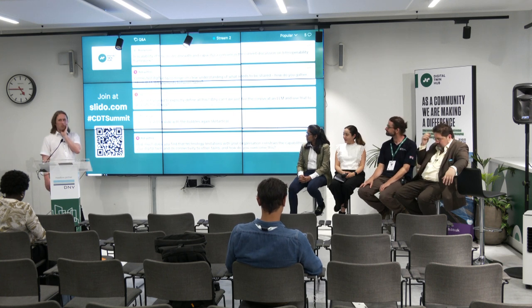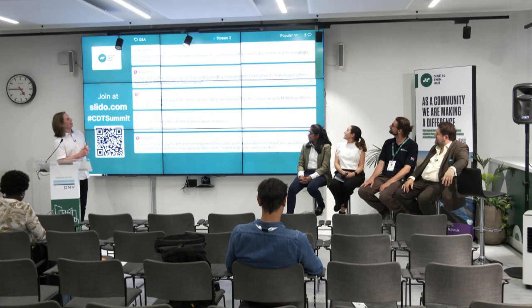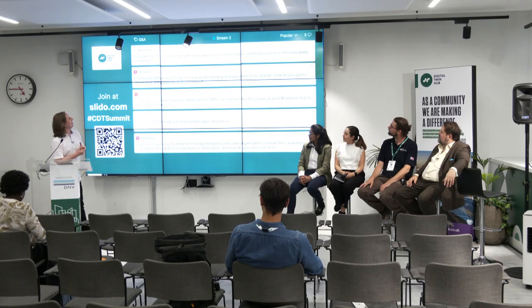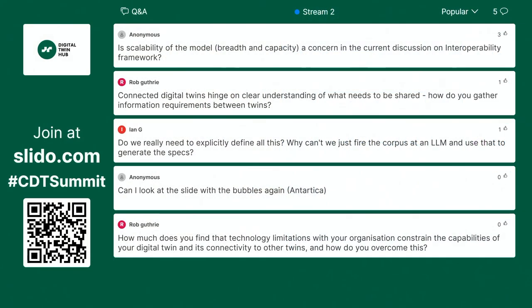Going to go with the votes this time. So we're going to look at the top question. I'm going to read it really slowly so you've got a chance to think. So is scalability of the model, breadth and capacity a concern in the current discussion in the interoperability framework?